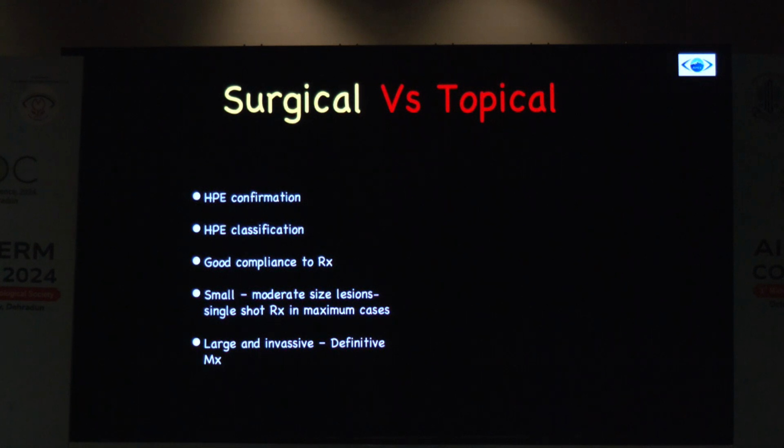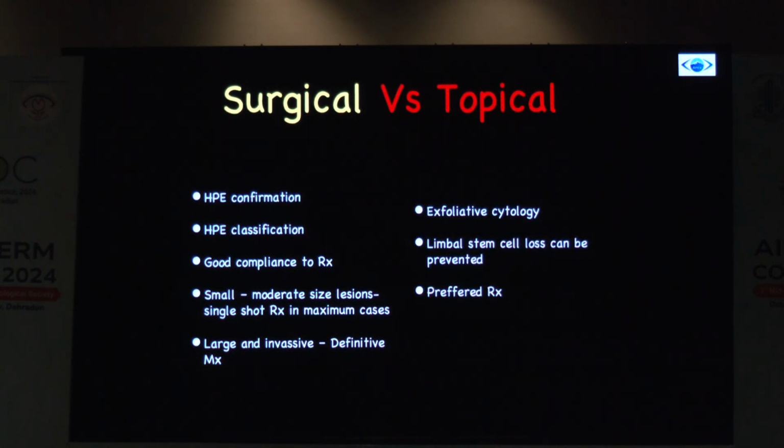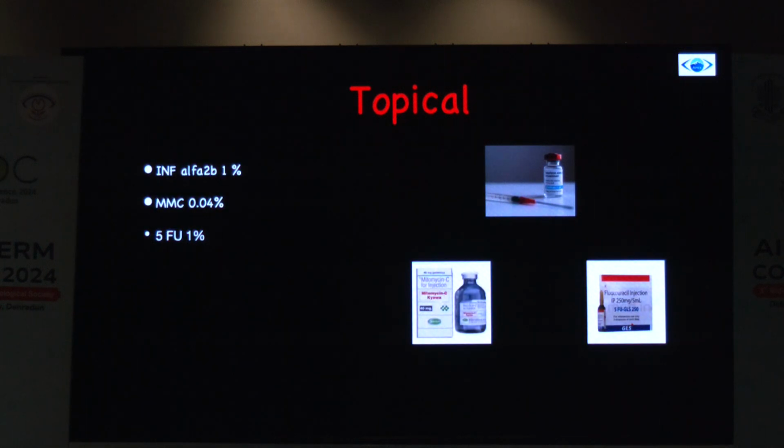While surgical excision is the choice in large and invasive lesions, it provides histopathological confirmation as well. Whereas topical chemotherapy is the preferred choice with the advent of cornea-friendly medications, and usually these have almost complete resolution in almost all cases. Being less corneal epitheliotoxic, interferon is my first choice of drug, while mitomycin C and 5-FU are reserved for refractory cases.